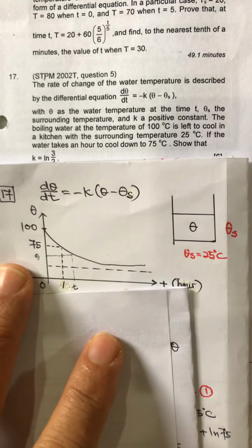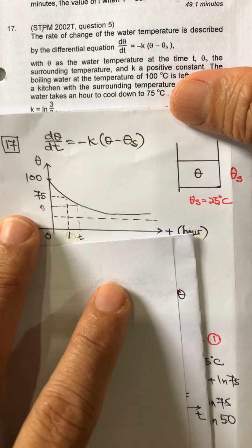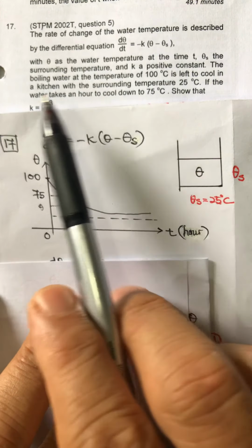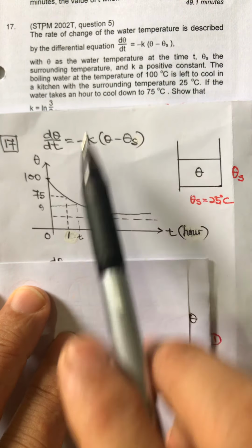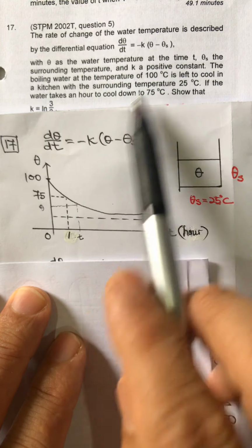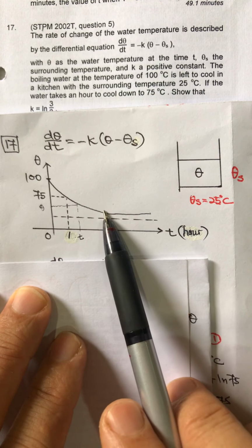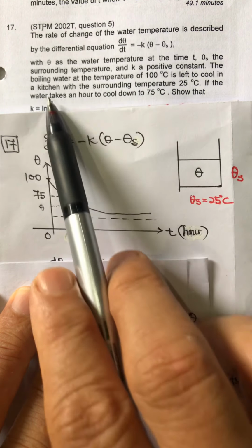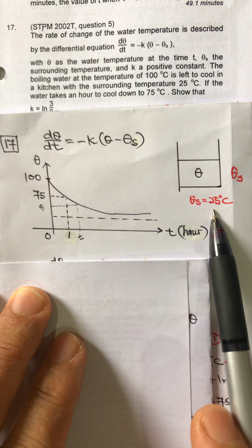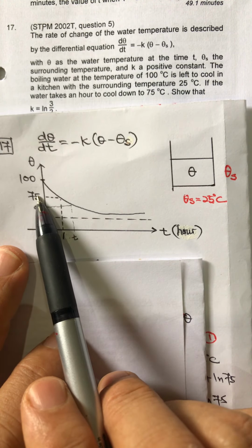So what is given here, you can show it in the graph like that, just a sketch. You see, the boiling water at a temperature of 100 degrees Celsius, that means starting from 100, is left to cool. That means the temperature will drop. It's a curve, exponential. That's why e is very important. To cool in a kitchen with a surrounding temperature of 25 degrees Celsius, and the water takes 1 hour to cool to 75.